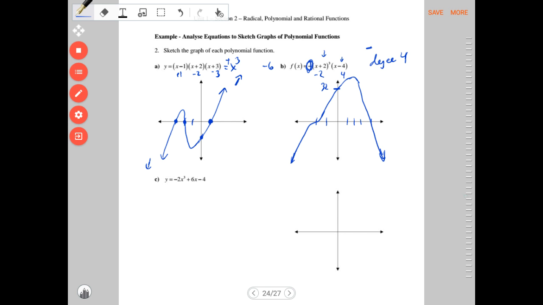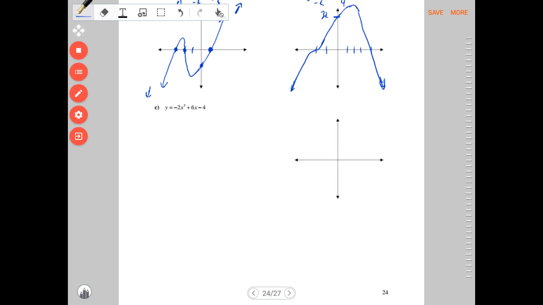Okay, C is a little bit trickier because it's the polynomial, okay, all by itself. So all we can get off of this right now is that the y-intercept is negative 4, the constant term. Okay, from here, and this is funny, this is why I left you so much space here, is because we have to factor this. Okay, so we're going to look for factors of 4.